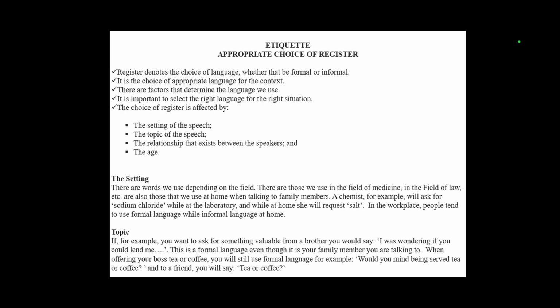Topic. If, for example, you want to ask for something valuable from a brother, you'd say, "I was wondering if you could lend me." This is formal language, even though it is your family member you are talking to. When offering your boss tea or coffee, you'll still use formal language, for example, "Would you mind being served tea or coffee?" And to a friend, you'll say, "Tea or coffee?"